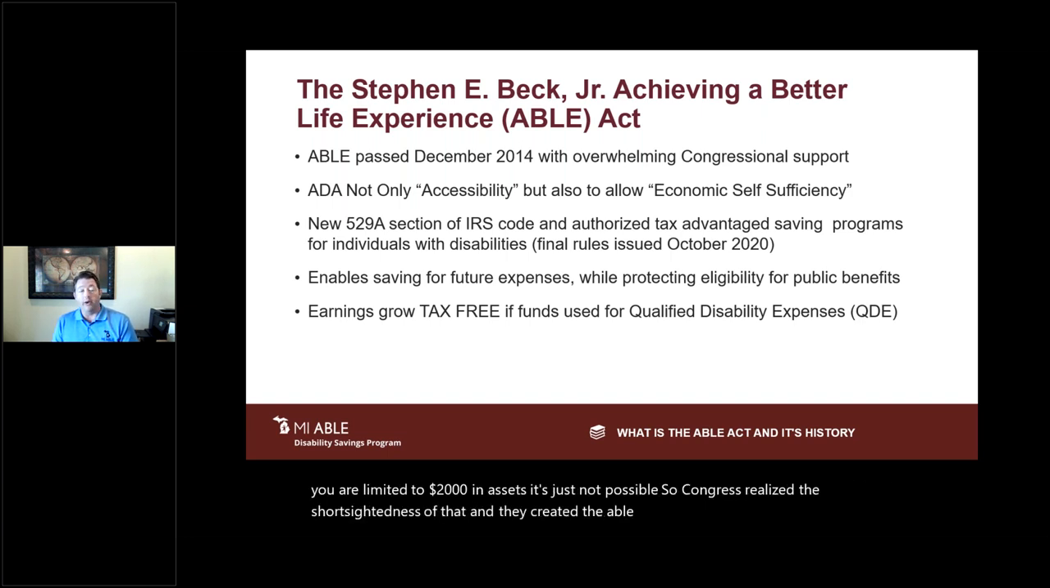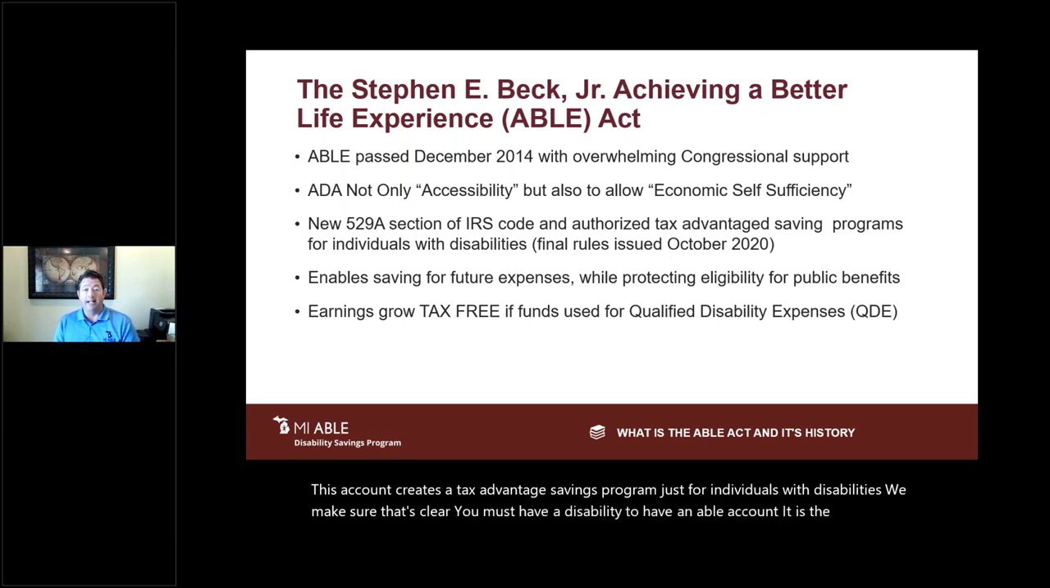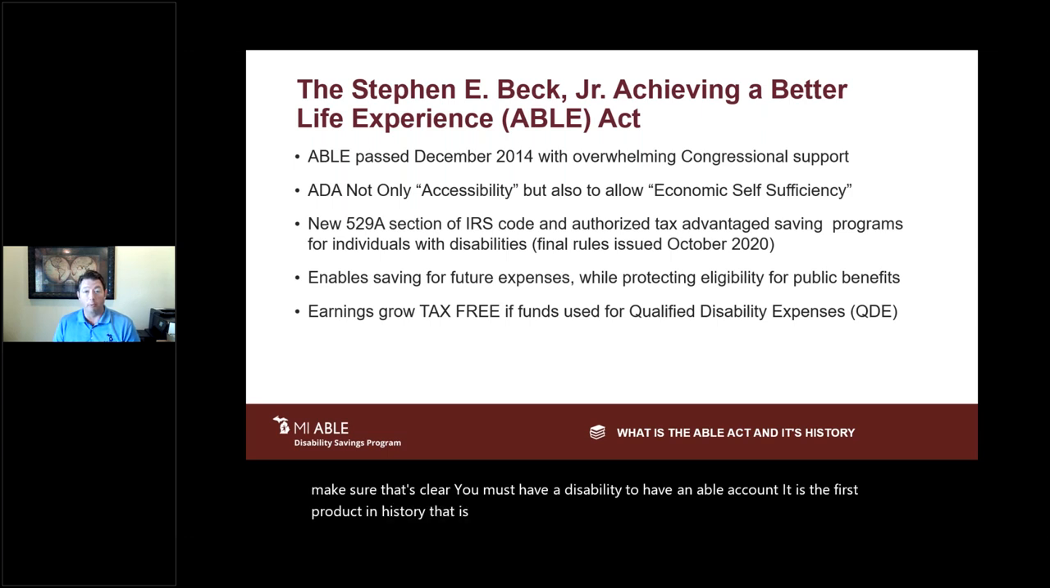What it did is it created a new section, Section 529A of the IRS code. It is modeled after the very successful 529 college savings plan that people have used for 30 years to plan and save for college expenses. This account creates a tax advantage savings program just for individuals with disabilities. Let me make sure that's clear. You must have a disability to have an ABLE account. It is the first product in history that is specifically designated for people with disabilities. These accounts enable individuals to save for their future expenses while protecting their eligibility for public benefits.